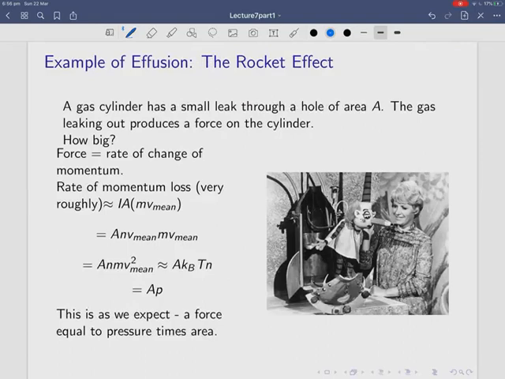Okay, now let's do an example of effusion, the rocket effect. Now here we have Mr. Squiggle, who was on television when I was very, very young, and he came down from the moon every so often and drew pictures with a pencil attached to his nose. There, he had a nose instead of a pencil, I suppose.